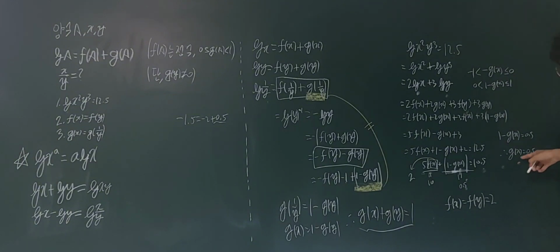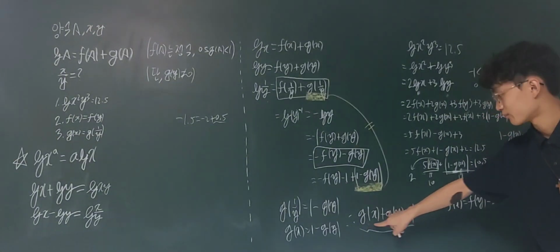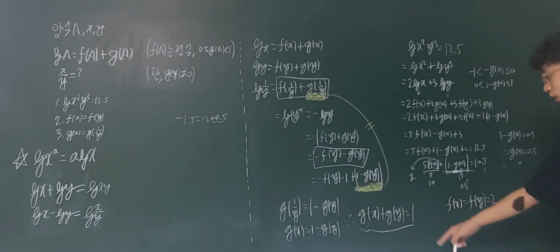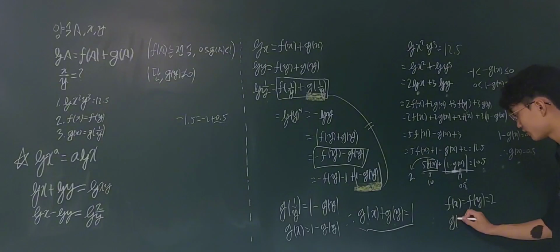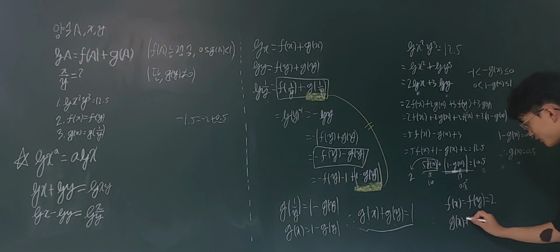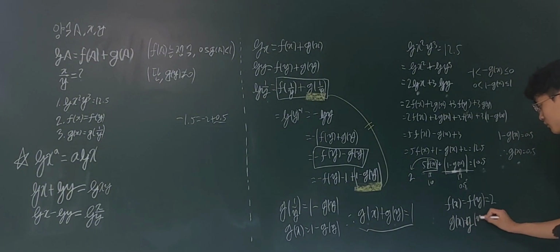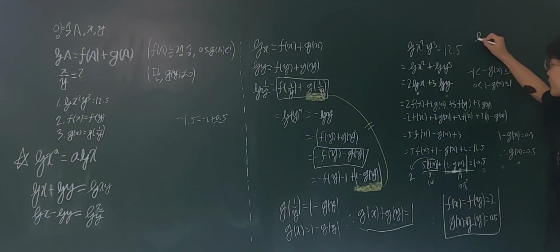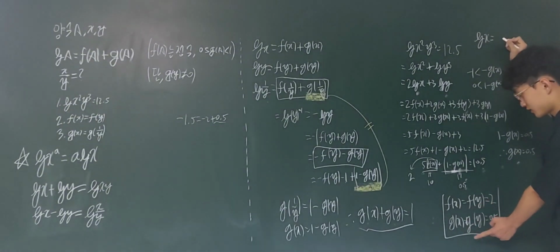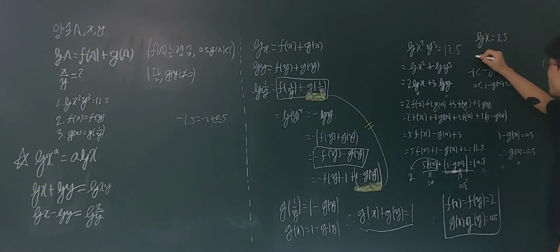And also we know that when we add 0.5 plus g of y, it is equal to 1, so g of y is also equal to 0.5. Now, because we know that these are true, we know that log x is equal to 2 plus 0.5, which is 2.5, and log y is the same.